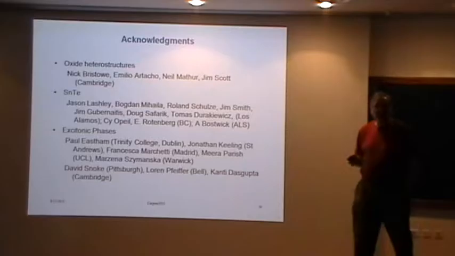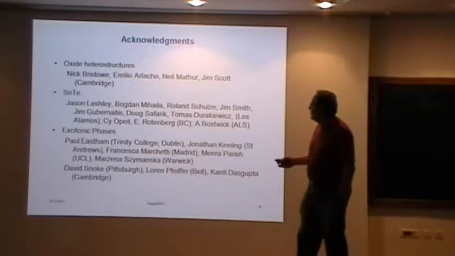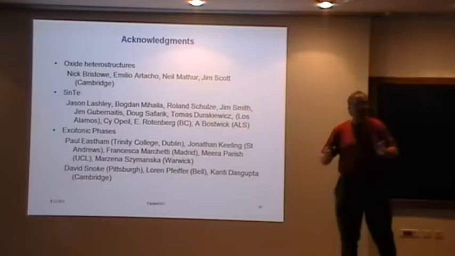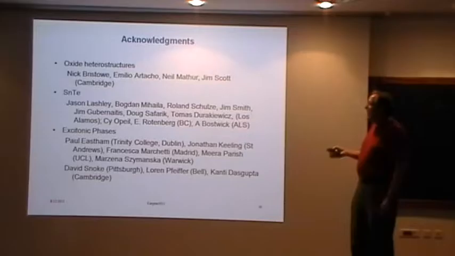Some of the work we've been doing on tin telluride, where interestingly, tin telluride is in fact one of the least correlated materials you will ever find. The nice thing about it is that we did photoemission spectra on tin telluride, and it agrees perfectly with the band structure down to about 6 volts. You can see all the bands, everything is there. It's sort of extraordinary, actually.